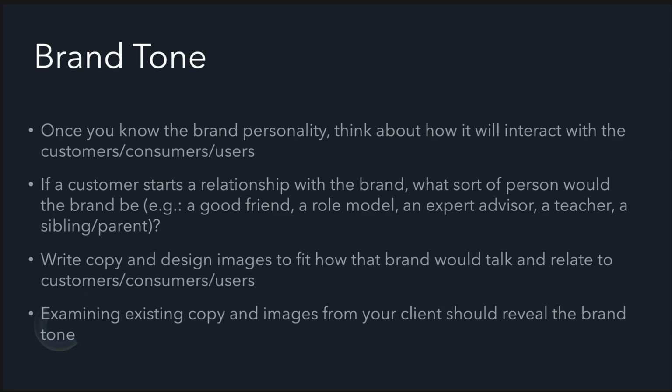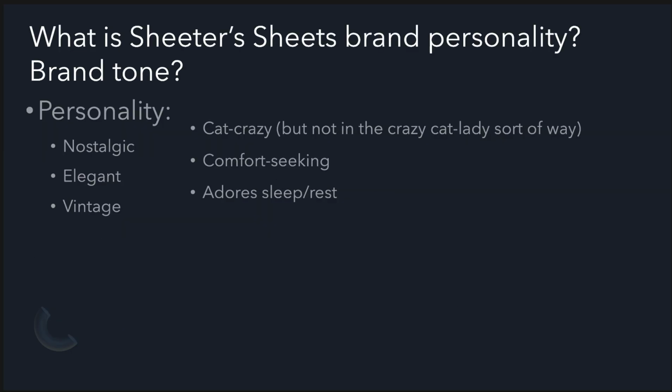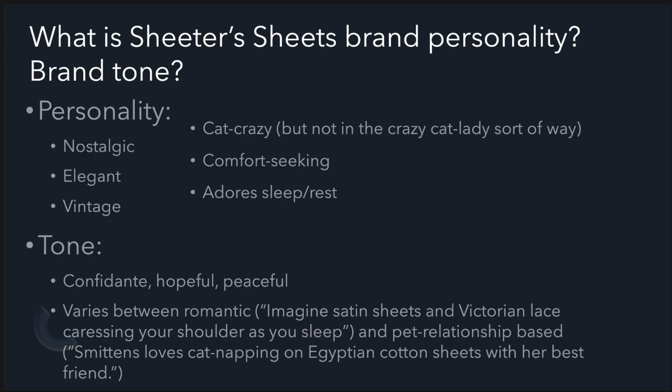What should your tone be? All right, so let's go back to my example of Sheeter Sheets. What is Sheeter Sheets' brand personality and the brand tone? So first of all, personality, it's nostalgic, elegant, vintage, and Sheeter Sheets is cat crazy, in which they love cats, but just not in the crazy cat lady sort of way. Comfort seeking, and the personality of Sheeter Sheets is someone who adores sleeping, resting. The tone is confident, hopeful, peaceful, and it's going to vary between romantic.